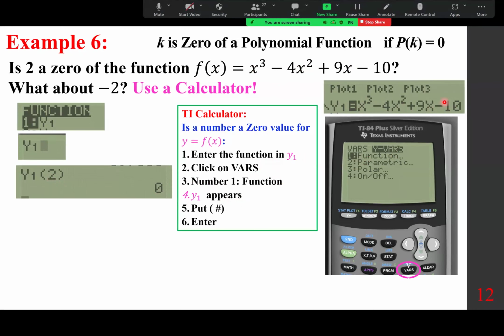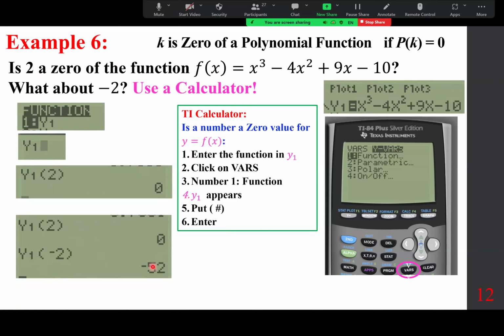It gives you 0. You also calculate with negative 2. This means yes. Is 2 a zero of the function? Yes. Now plug in negative 2. You get anything other than 0. It doesn't matter what number. Something that is 0, yes. Something that is non-zero, no. So yes, this one works. No, this one doesn't, if you were to use a calculator.